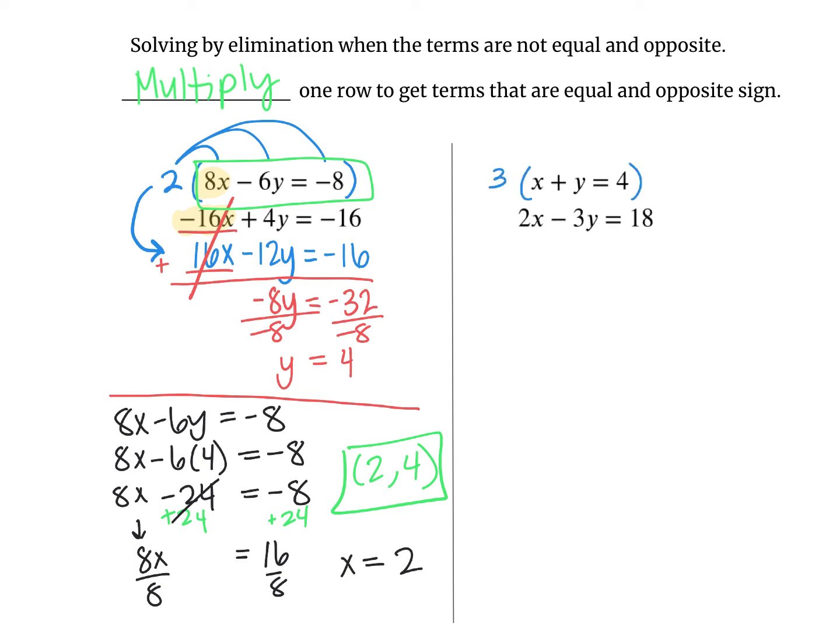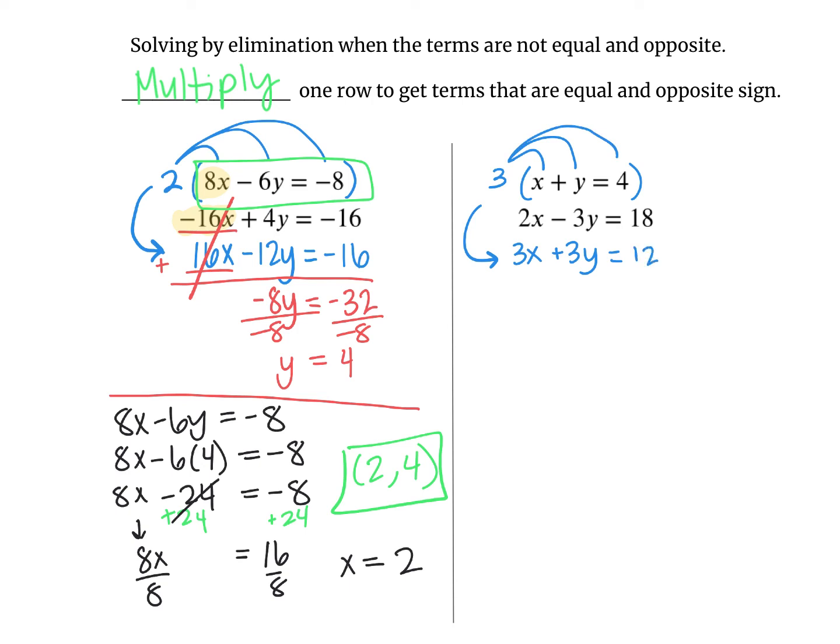We could have gone a different route and eliminated the x terms, and you'd want the x to have a negative 2 as its coefficient. So you'd multiply everything by negative 2. But we're going to eliminate the y terms. So I'm going to rewrite it down here as I multiply. So 3 times x is 3x. 3 times y is positive 3y. Have our equal sign. 3 times 4 is 12.